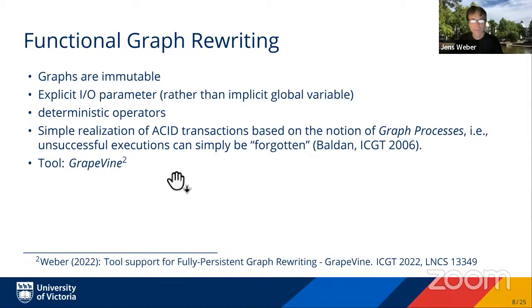We also have, as a result of using this functional graph programming style, a fairly simple notion of ACID transactions, based on this notion of graph processes, where we can essentially just forget explorations of graph processes that we don't want, that are unsuccessful. And this has been implemented in this tool, GrapeVine, which I'm going to demonstrate in the second part of this presentation.